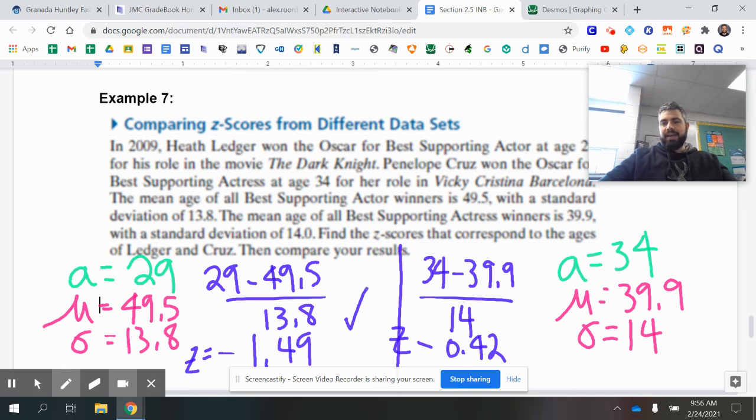Now, negative 1.49 or 1.5, whatever, is considered a usual score, considered normal. But it's getting closer to negative 2, which would mean that he would be significantly younger than someone winning it. Okay. Same with Penelope Cruz's character. Hers is negative 0.42, which means she's less than a half a standard deviation away from the average, which means that she's generally closer to the average age of other people.